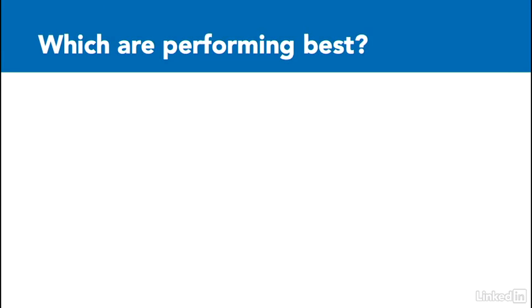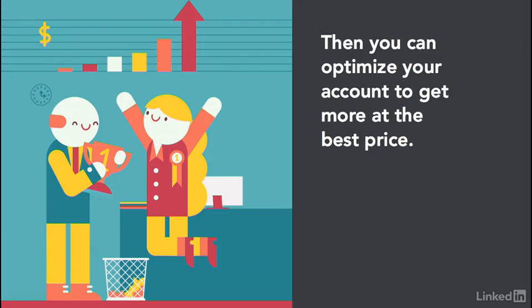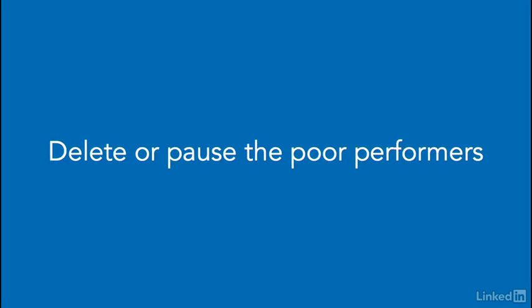Now, assuming your campaigns have all been set up well and you have the tracking in place, you should be in a good position to find out which of the following are performing best: which campaigns, ad groups, ads, and keywords. From there, we can look to optimize your account to get you more at the best price. And here are a few tips. The first tip is to delete or pause the poor performers. If you have keywords that are still getting less than 1% click-through rate, you may want to pause them.